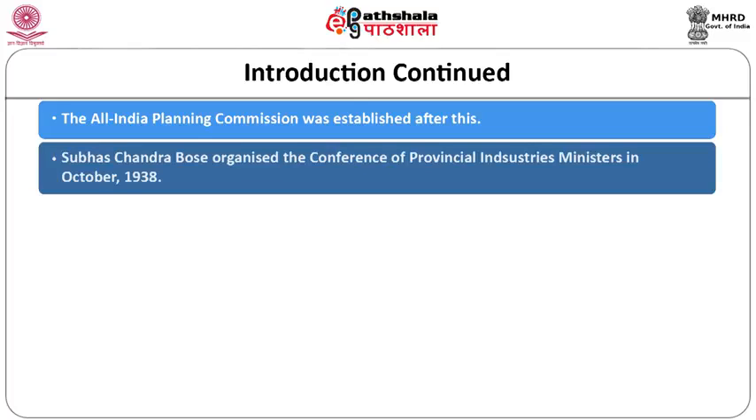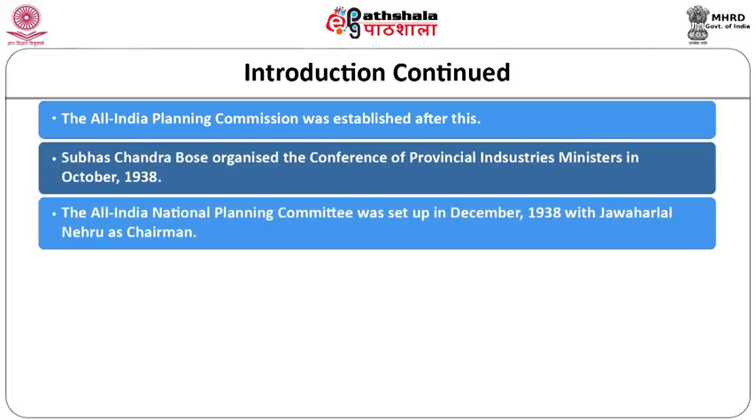Subhash Chandra Bose organized the Conference of Provincial Industries Ministers in October 1938. A resolution was passed in this conference. It stated, quote, "The problems such as poverty, unemployment, and of national defense, economic regeneration in general cannot be solved without industrialization. As a step towards such industrialization, a comprehensive scheme of national planning should be formulated." The All India National Planning Committee was set up in December 1938 with Jawaharlal Nehru as chairman.